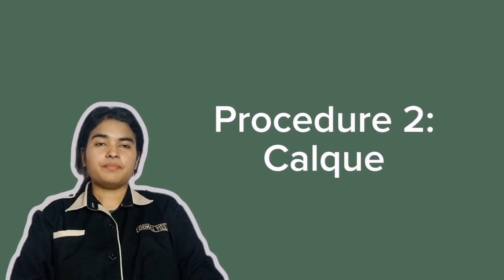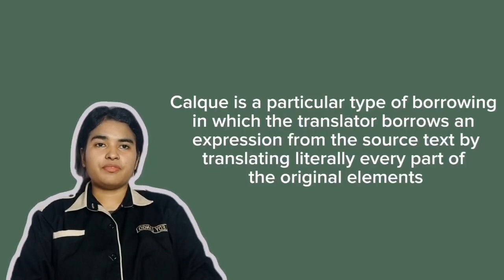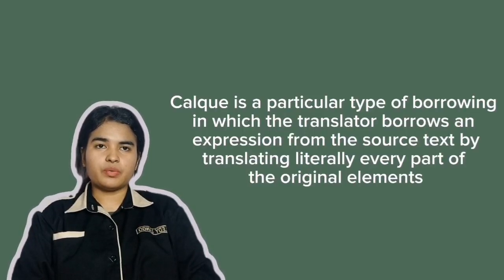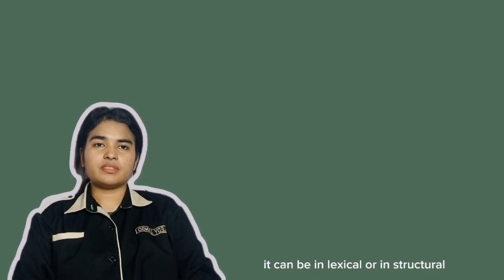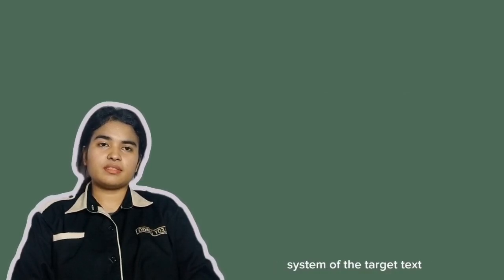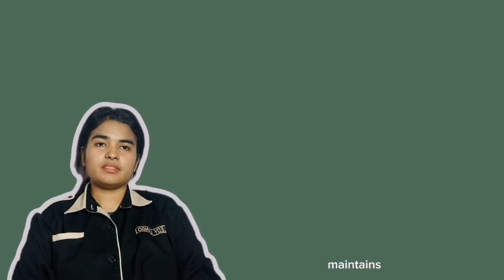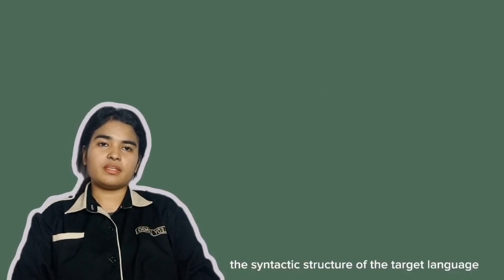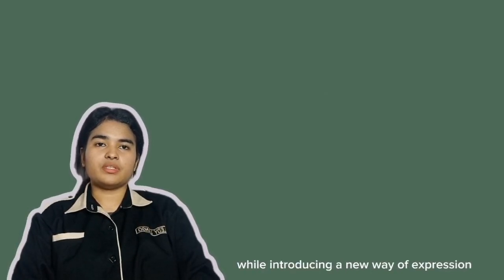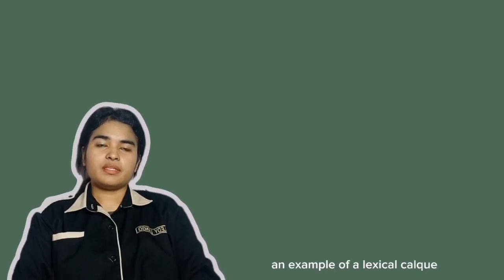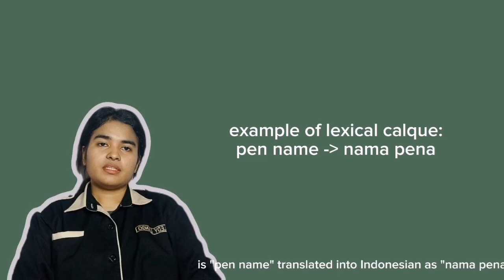Procedure 2. Calque. Calque is a particular type of borrowing in which the translator borrows an expression from the source text by translating literally every part of the original elements. It can be in lexical or in structural system of the target text. Lexical calque maintains the syntactic structure of the target language while introducing a new way of expression. An example of a lexical calque is pen name, translated into Indonesian as nama pena.